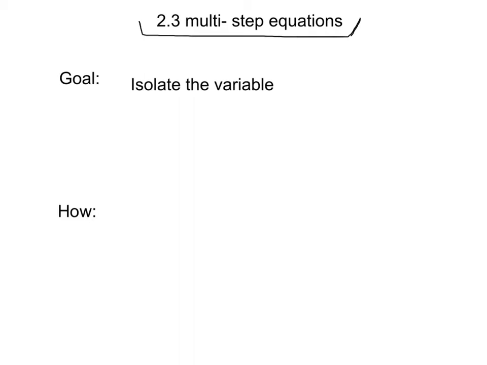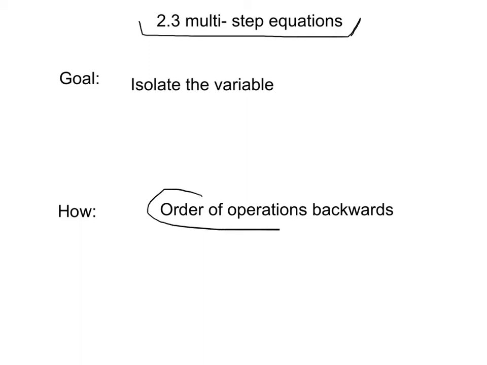And rule of thumb, you want to think of the order of operations backwards. That's kind of the first thing you want to think of here. And the reason we're going to say that is because we're undoing an equation. Well, if you're undoing something, think about a box. Whatever you put in that box first is the last thing that comes out.